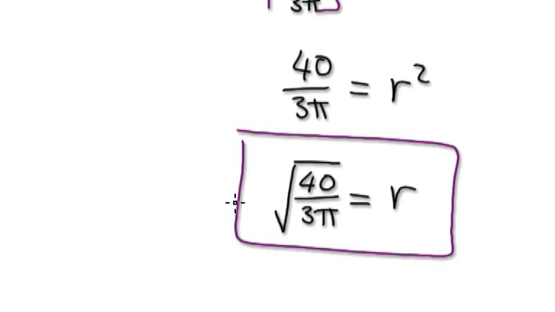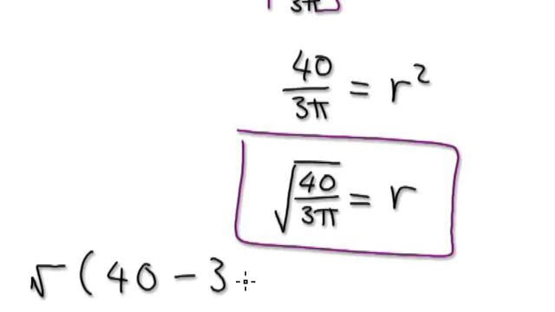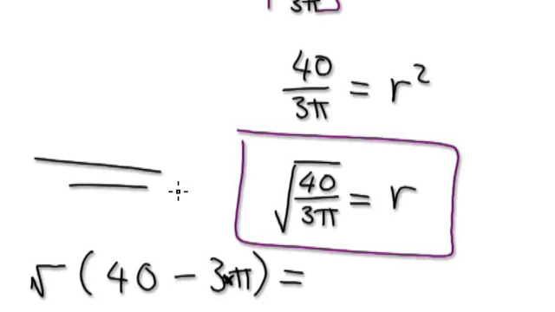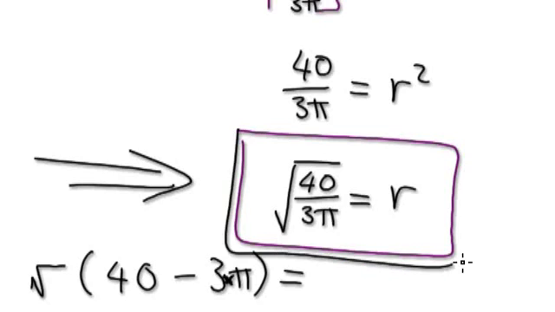If you really want to know the answer, then get a calculator and punch in square root, open bracket, 40 divided by 3 pi, close bracket and then press equal. It depends on your calculator. Sometimes you might have to insert the times in here. But just leave it as this. So R is given by root 40 over 3 pi.